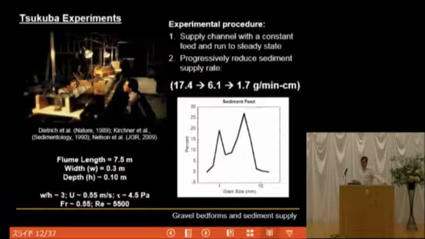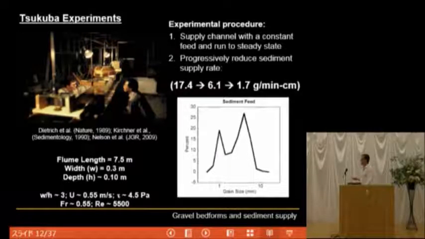I think this is really nicely demonstrated in some experiments that Bill Dietrich reported in Nature in 1989. What they did is they supplied a small flume channel with a constant feed rate. They ran the flume to a steady state, and then they progressively reduced the sediment supply to that channel. And so one of the important findings of this investigation is that, as you reduce sediment supply to a channel, the bed coarsens. And the reason that it coarsens is because you get the expansion of coarse immobile patches on a stream bed at the expense of more active, finer patches on the bed.